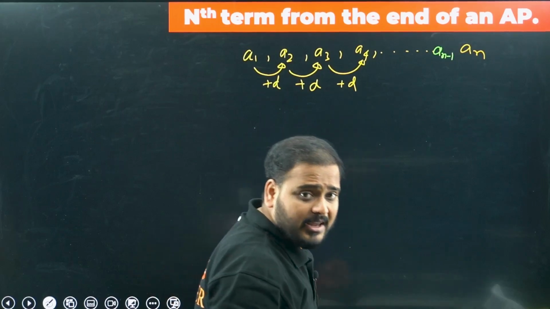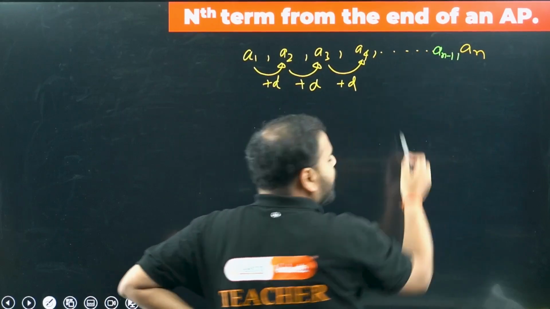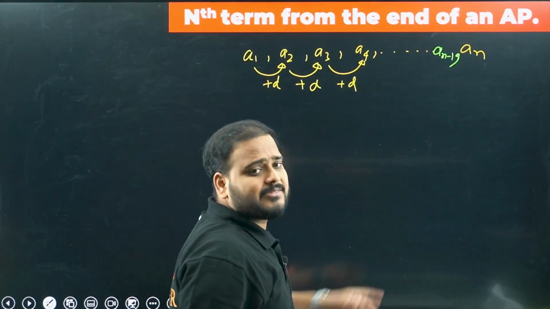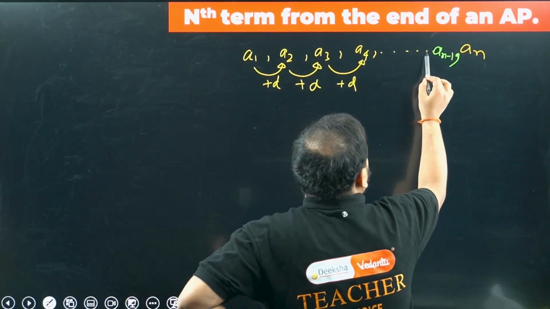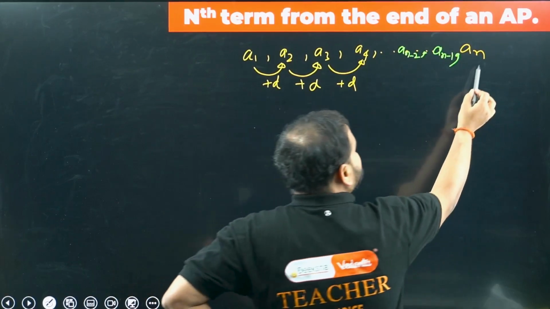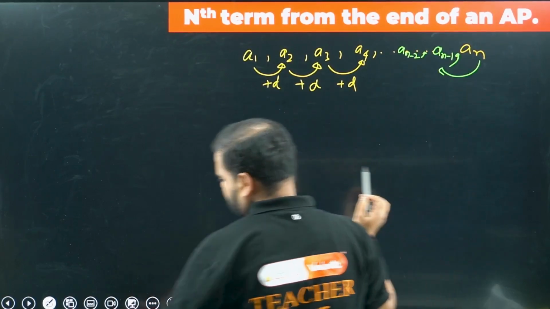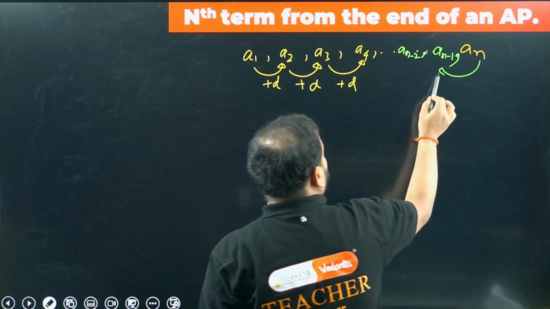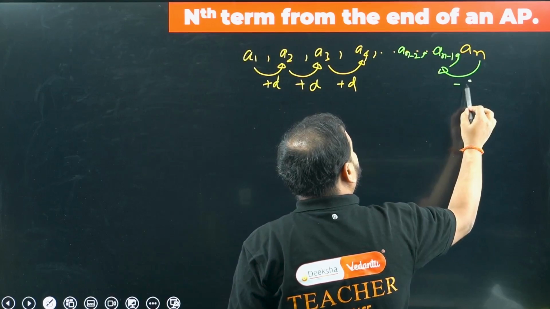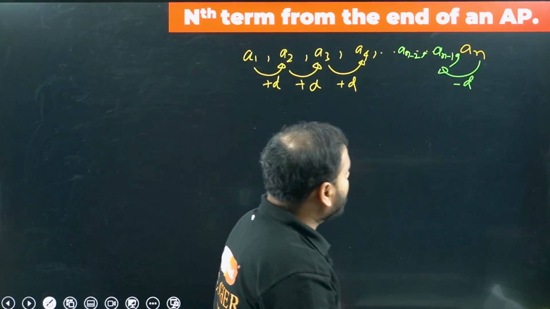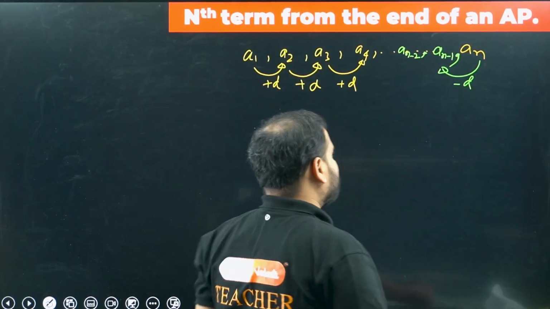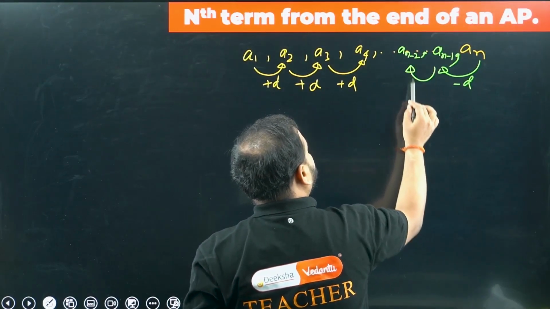The term previous to A of n, let's say this is the 10th term. Which term is before the 10th term? The 9th term, right? That's why A of n minus 1. Before that term, which term will I have? A of n minus 2. And what's the common difference if I go this way now? If I'm trying to go in the opposite direction, what's the difference now? Minus D. Means if I have to reach from the last term to the previous term of the last term, I'll have to minus the common difference. Same thing goes over here, right?